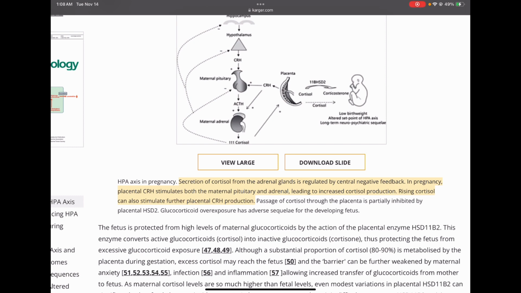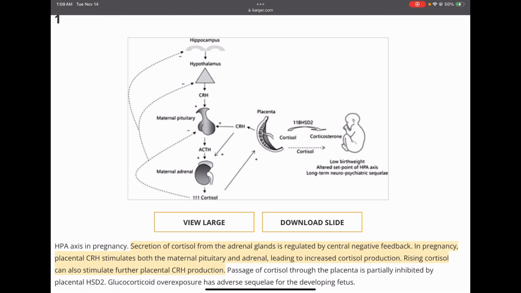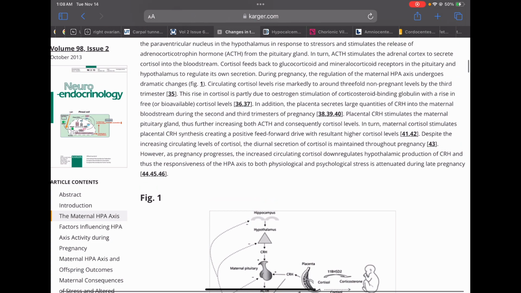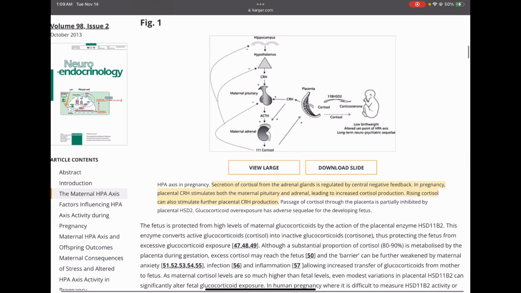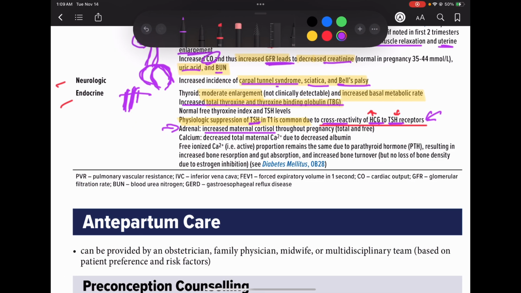Rising cortisol can also stimulate further placental CRH production. So the cortisol would keep on rising because of the CRH, and the rising cortisol can also stimulate further placental CRH production. The positive feedback goes back, and it would increase more CRH, which would increase more cortisol, which would increase back to the placenta, positive feedback for more CRH. All right. CRH is the corticotropin releasing hormone coming from the baby. This is why there's an increased maternal cortisol throughout the pregnancy.